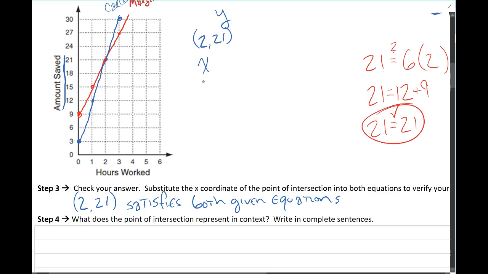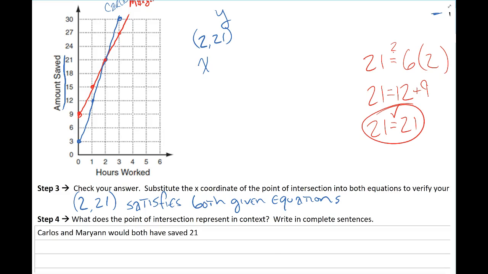So an appropriate answer could have been something to the effect of, Carlos and Marianne would both have saved $21 after working for 2 hours.